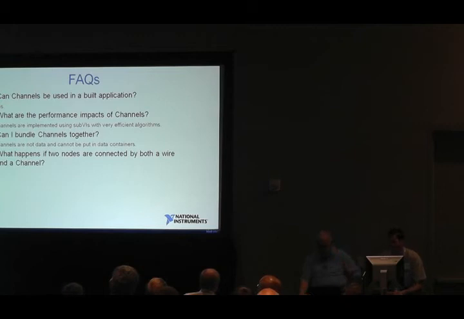What happens if two nodes are connected by both a regular LabVIEW wire and a channel? That's probably not a good idea. The wire means sequential execution: start the second loop after the first one is completed. A channel means I'm expecting both loops to run in parallel so I can transfer data between them. So it's a semantic error of the first order, and it would likely deadlock.